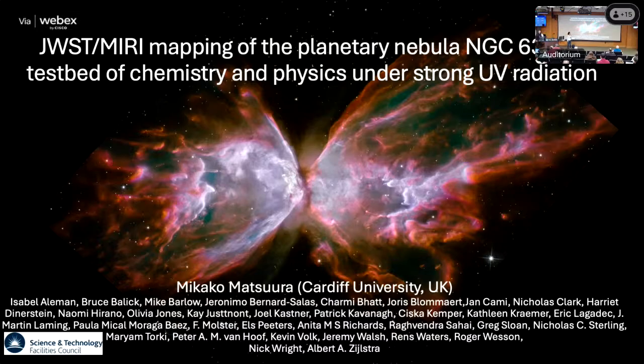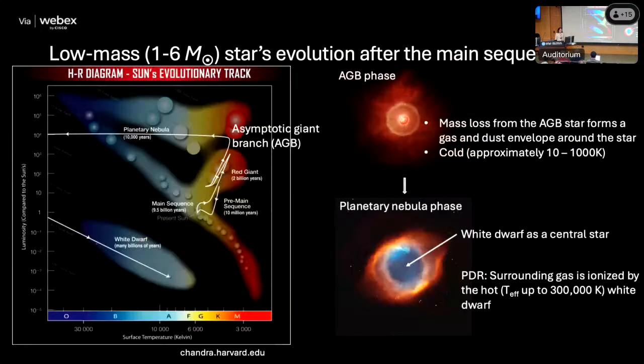Okay, that's great. So my talk is about JWST spectral mapping of planetary nebula NGC 6302. Maybe planetary nebula may be unfamiliar, but you hear words like dust, PAHs, and also bubble and disk. So maybe you may see something familiar in some other object in this simple object. I'm going to start with what is the planetary nebula from stellar evolution.